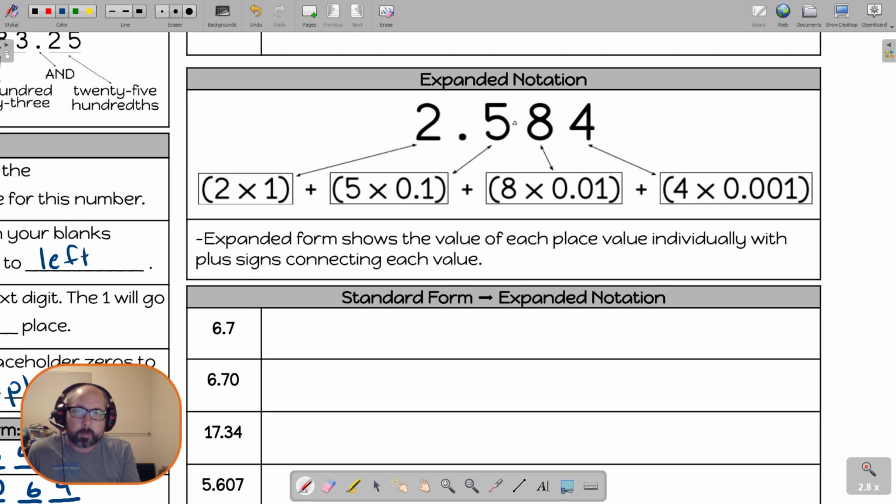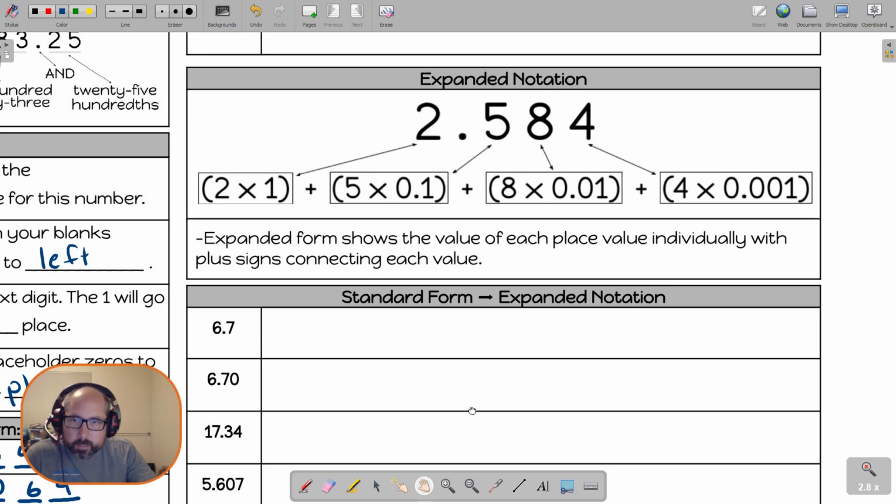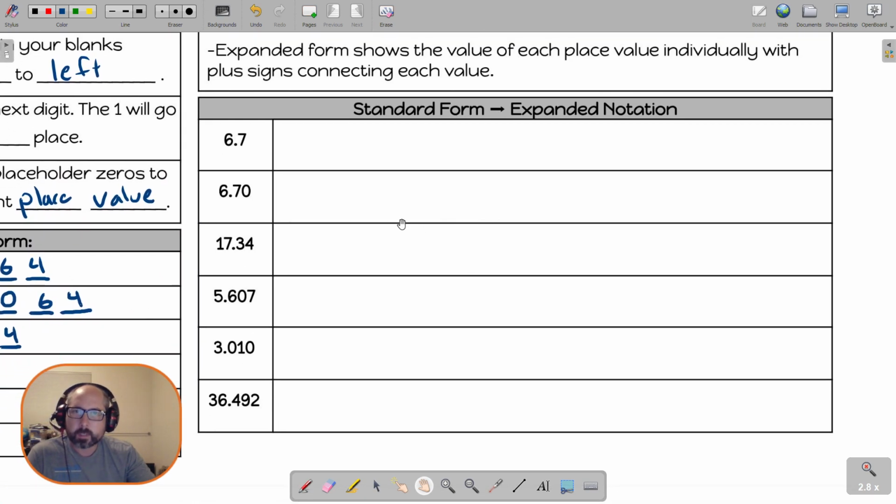It's the standard form up here, just a regular old number. Notice that we have a plus sign in between to link it all together, because if you multiplied all this stuff out, 2 times 1 is just 2, right? 5 times 1/10 is 5 tenths. 8 hundredths, 4 thousandths. If you added it all together, you would get this number. Okay, so let's try that down below. So standard form, just a regular number, to expanded notation.